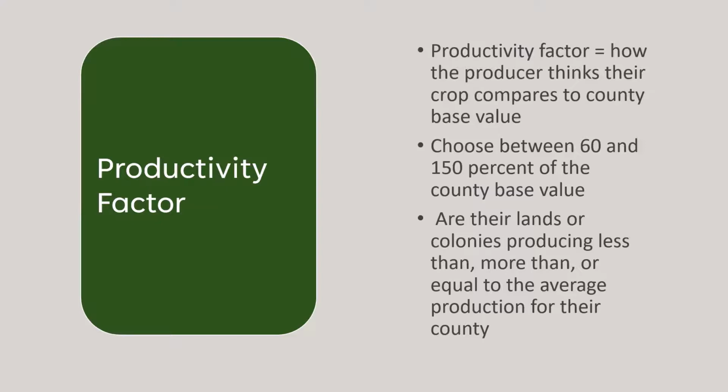So the grower needs to say, I think my fields are capable of producing more than the county average, or my lands typically produce less than what is recorded as the county average. And this will help with the amount of payment determined if there is considered a loss.